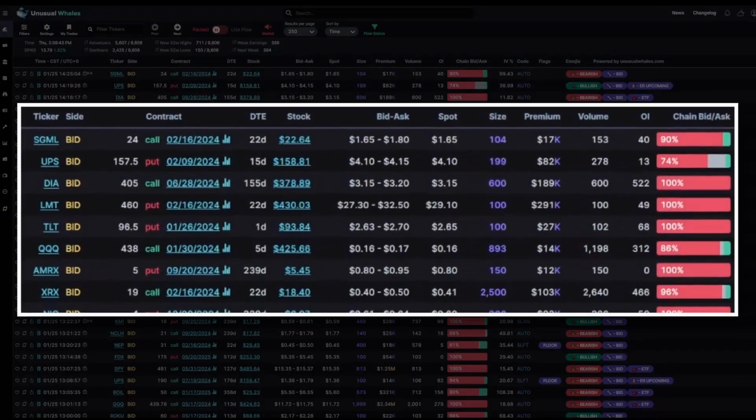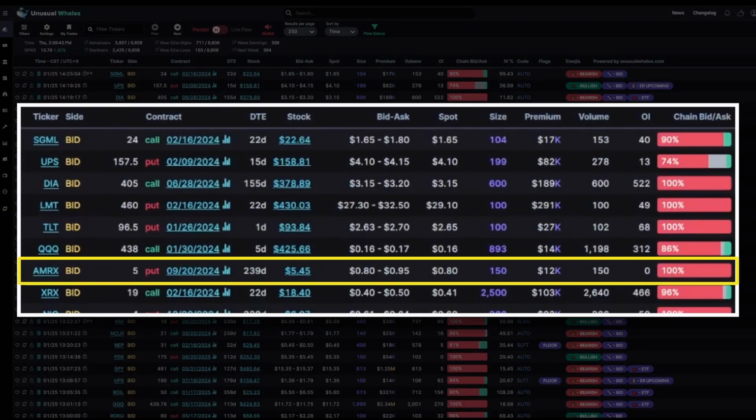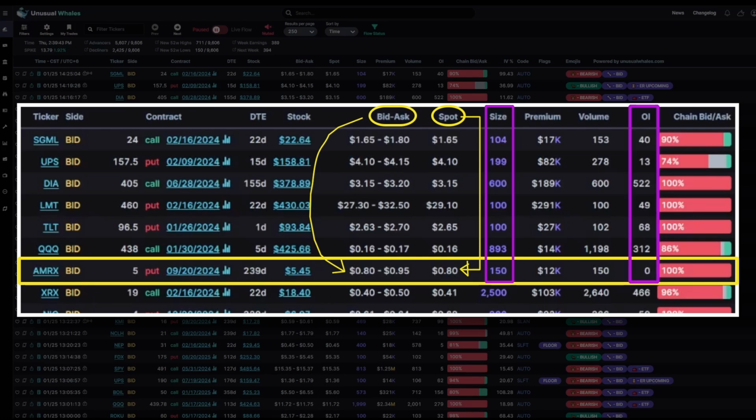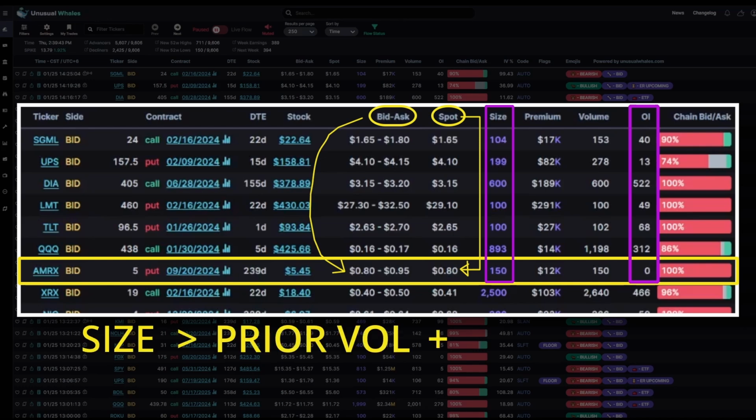For this at the bid example, we'll be looking at the AMRX $5 put for September 20th, 2024. The bid-ask spread at the time of this order was 80 cents to 95 cents. To the right, we see the order filled right at that bid price of 80 cents per contract. The size of the order was 150 contracts versus 0 open interest, and combined with the fact that this order size was greater than the total prior daily volume and the open interest combined, we can deduce once again that this is an opening trade.